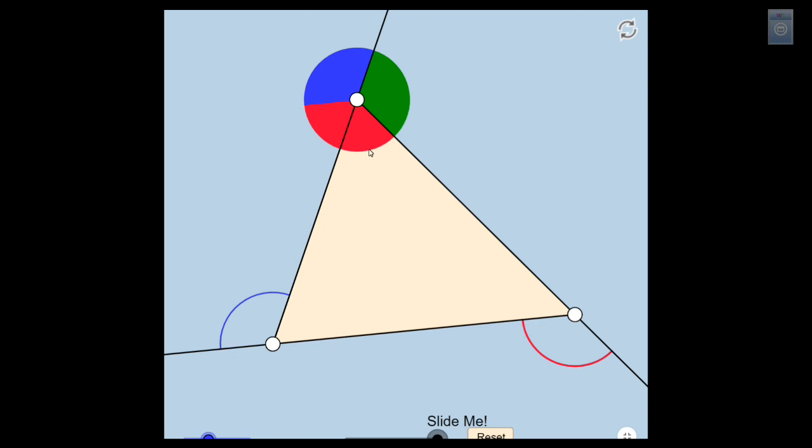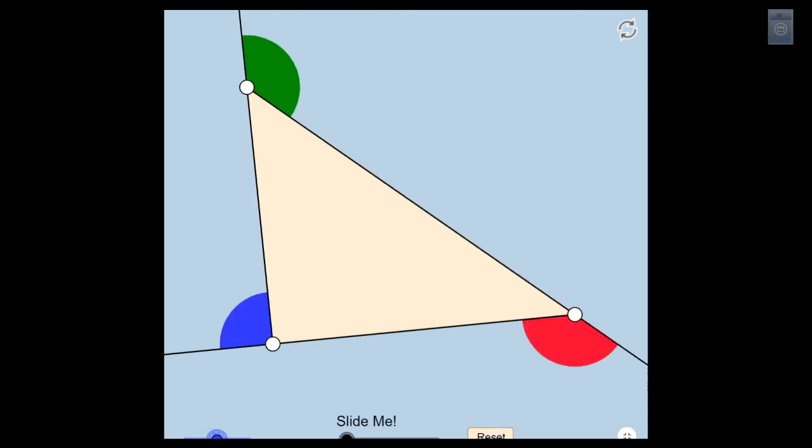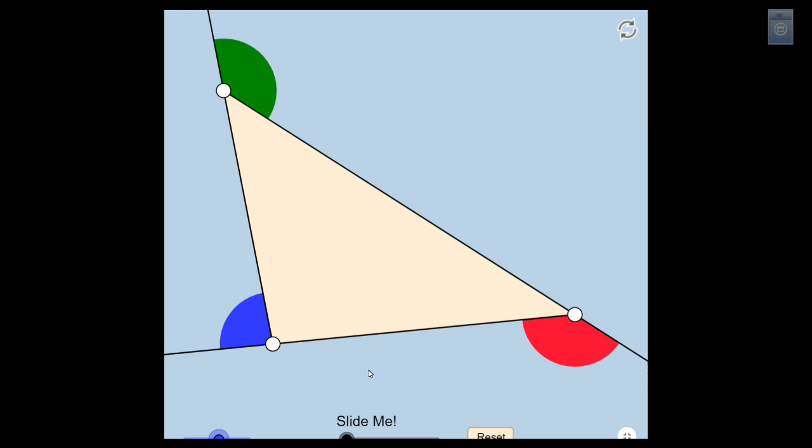Now, again, that might be a coincidence. I'm going to just move this triangle. I'm going to change it up a bit, but no matter what, those three pieces slide together and they always make a full circle of 360 degrees. So that's one more fact around triangles, that the exterior angles, all three of them, always add up to 360 degrees.